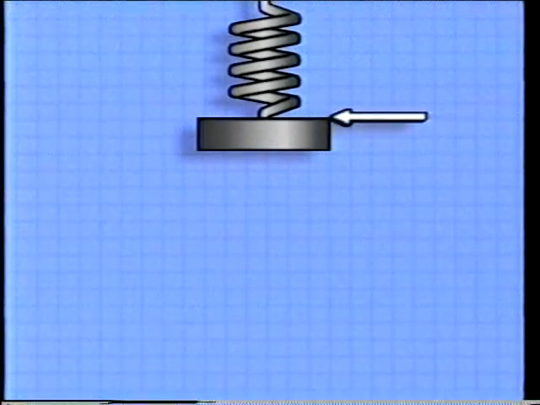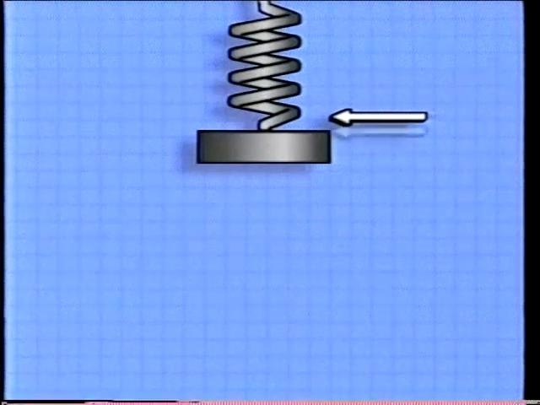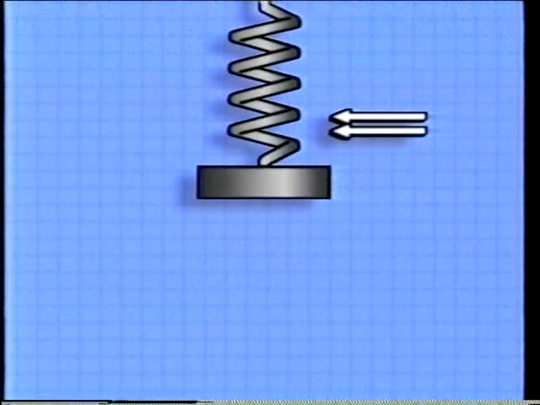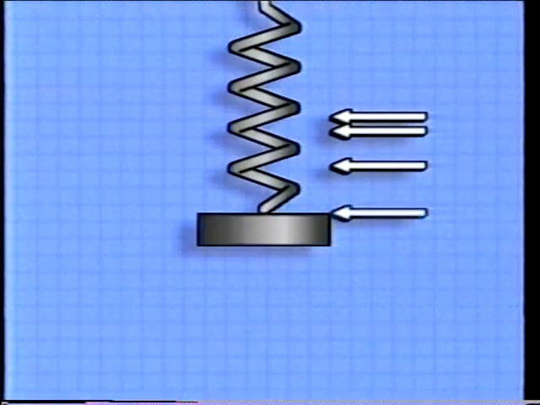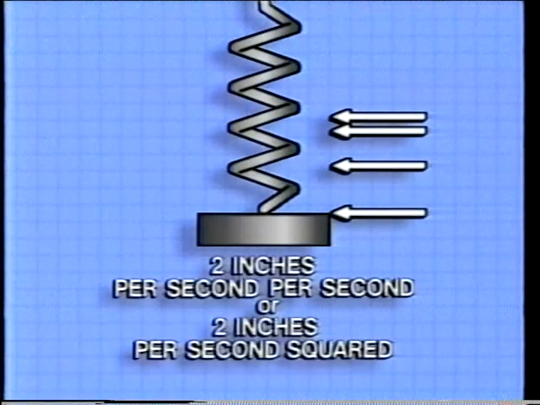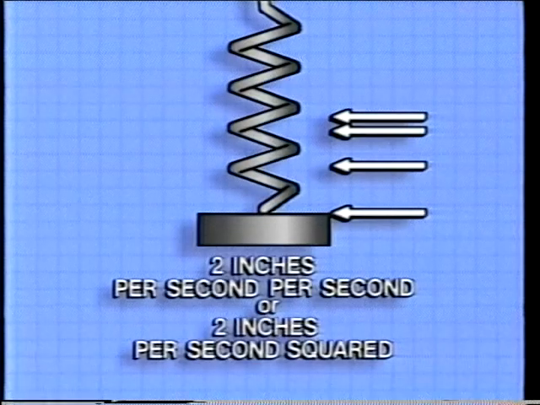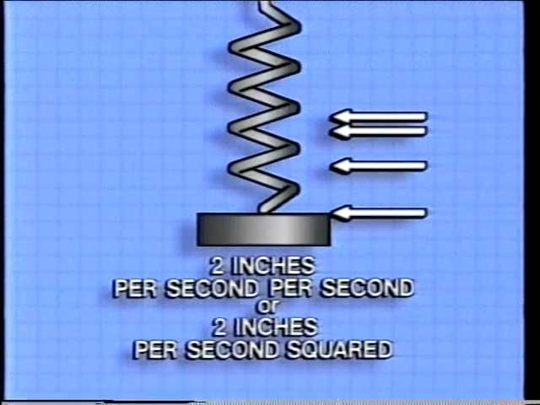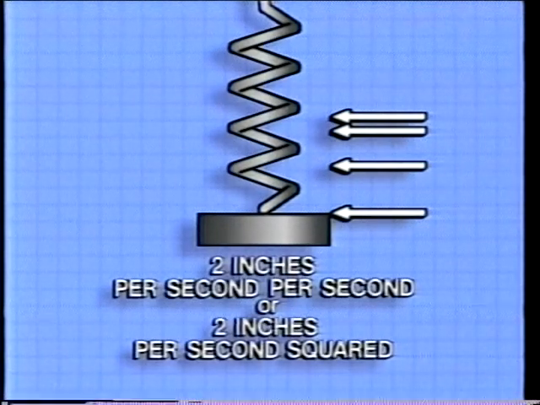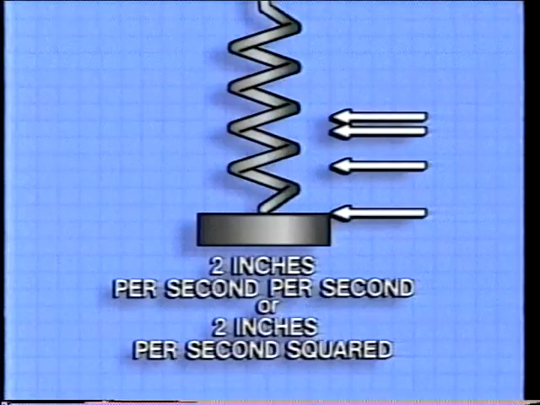So let's say that in the first second the block travels 2 inches. Then, in the next second, it travels 4 inches. And in the next second, it travels 6 inches. We can then say that the block was traveling an additional 2 inches for every second that passed. In other words, the block was accelerating at a rate of 2 inches per second, or 2 inches per second squared.